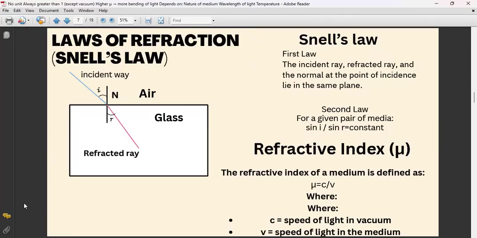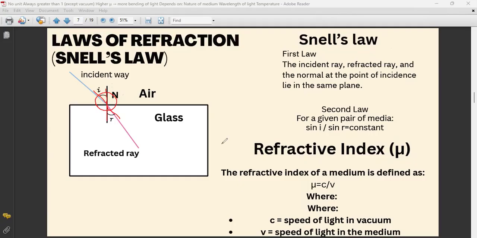Moving on to the next part, laws of refraction, which is Snell's law. Snell has given us some laws for refraction. Let's revise them. What does the first law of Snell say? The incident ray, the refracted ray, and the normal at the point of incidence lie in the same plane. This is a very easy law to understand and remember, which means that this incident ray, this normal, and this refracted ray lie in the same plane, at the point of incidence. So this is Snell's first law.